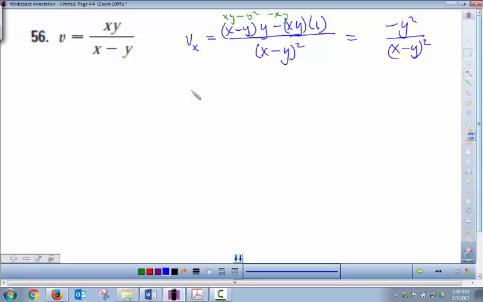Let's try to do the second one, Vy. Same thing, except we're taking the derivative with respect to y. So low d high minus high d low divided by low squared.